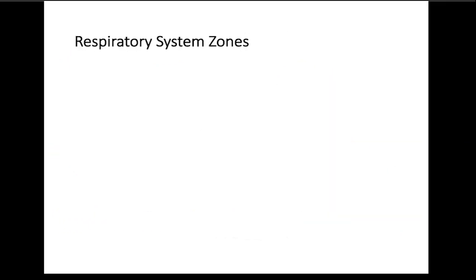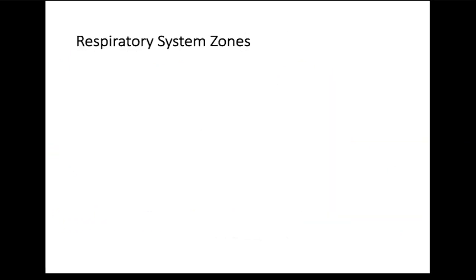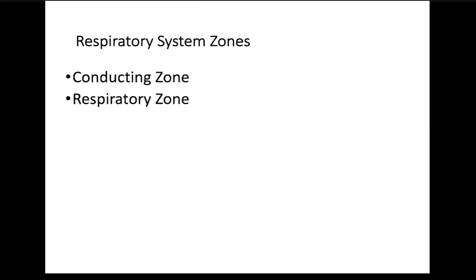In addition, the respiratory tract can be divided up into two zones. A conducting zone, and this is part of the respiratory tract or the tubes that are involved simply in moving the air in and out. And the respiratory zone. This is the zone where gas exchange actually occurs.